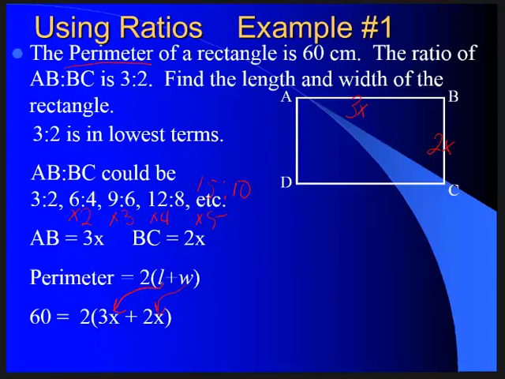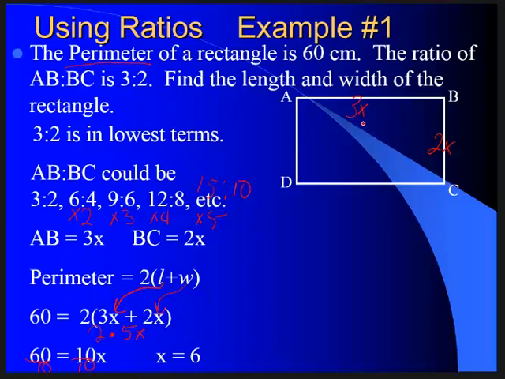I need to add my like terms. I get 5x times 2 gives me 10x. So if you need to write that step in, write it in so you know where these numbers came from. Divide by 10 on both sides, and I get x equals 6. Now, is that the answer to my question? Again, get in the habit of going back up here and reading again. Find the length and width of the rectangle.